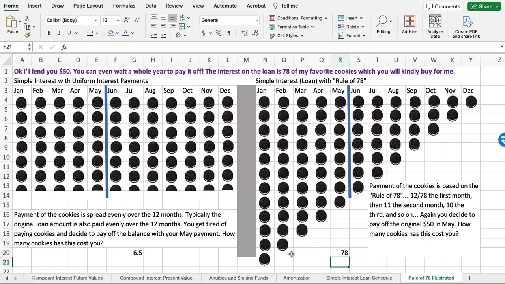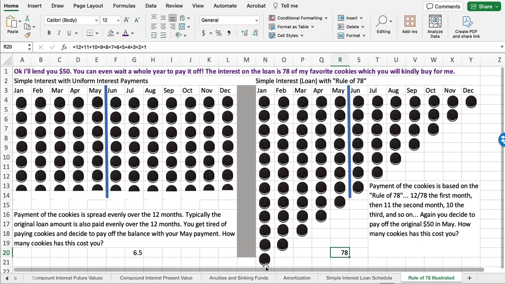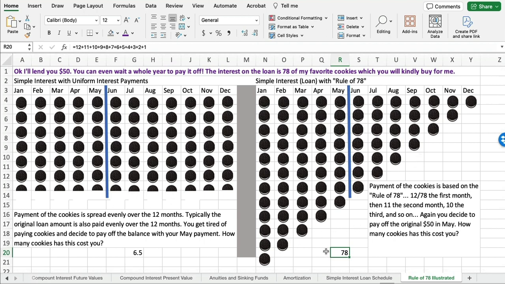So there are 78 cookies under the uniform interest payments because 6.5 times 12 is 78. And on the right, there's 78 cookies because when you add those up, you get 78. So if you let the loan completely go until December, then under both of these situations, you're going to end up paying me 78 cookies plus $50, you know?